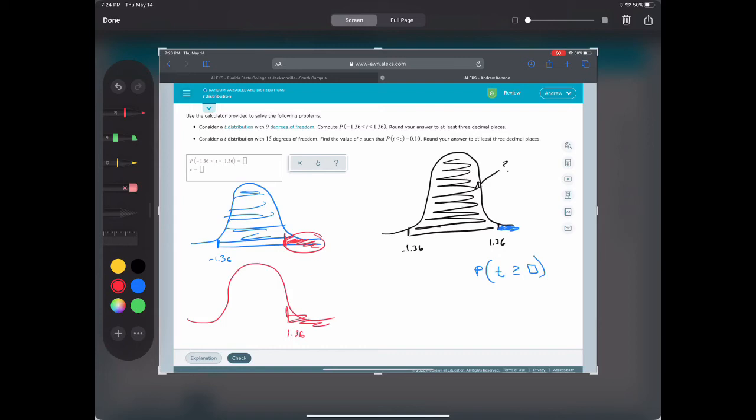So we want to find P of t is greater than or equal to negative 1.36 with our degrees of freedom of 9. And then we want to find the P of t is greater than or equal to 1.36 with our degrees of freedom of 9. And then we are going to subtract these, okay? This one would be the bigger number, so we would do this one minus this one, and that should give us our answer.